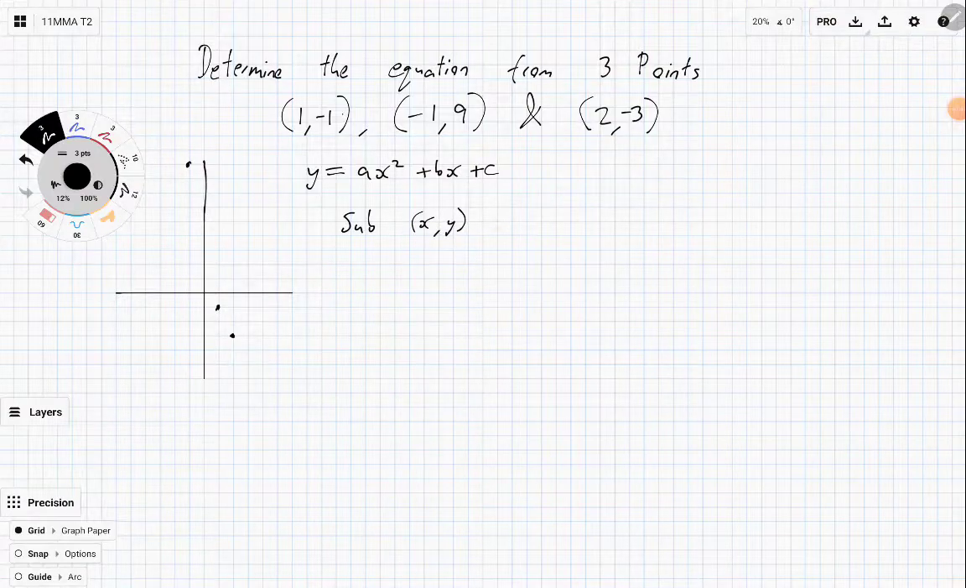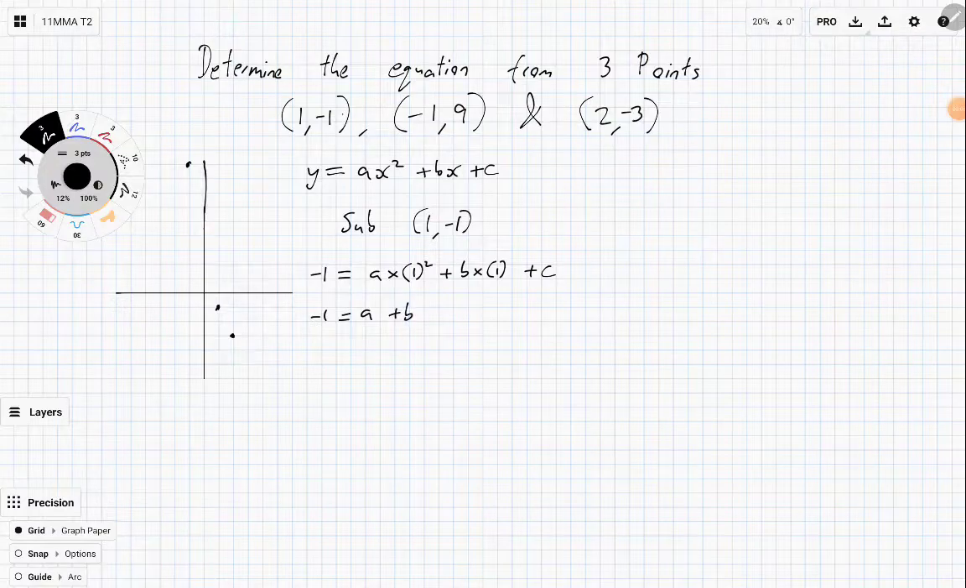into the general equation. So sub in, let's try 1, -1. Let's do our first point. So we get -1 is equal to a times 1 squared plus b times 1 plus c. We get -1 is equal to a times 1 squared is just a, plus b times 1 is just b, plus c.